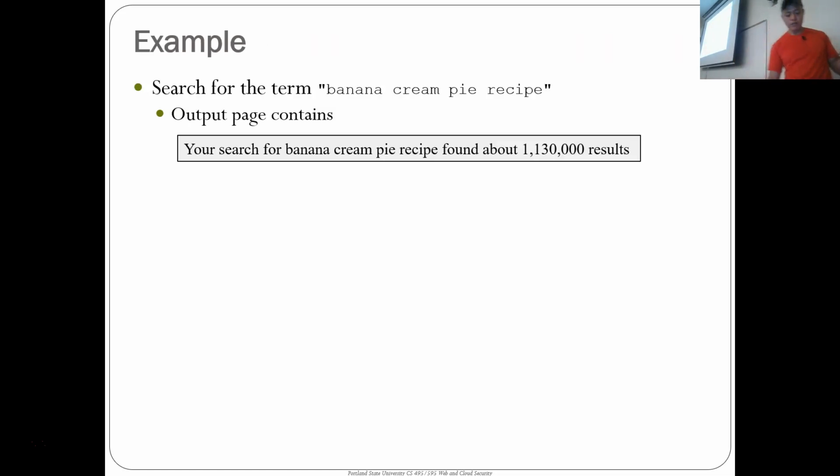Here's an example of a cross-site scripting vulnerability. If you search for the term banana cream pie recipe, you'll go to a search engine, and it used to be that the search engine would tell you, oh, your search for banana cream pie recipe found a certain number of results. Okay, that seems interesting.